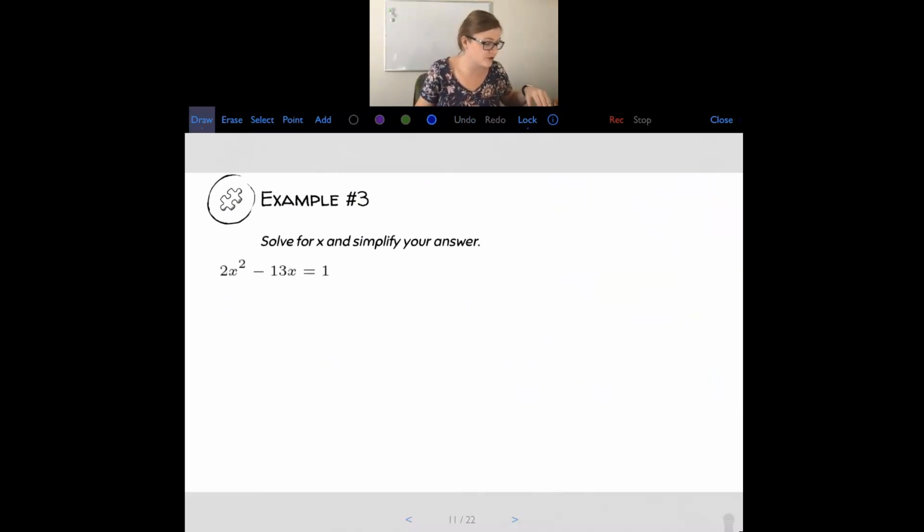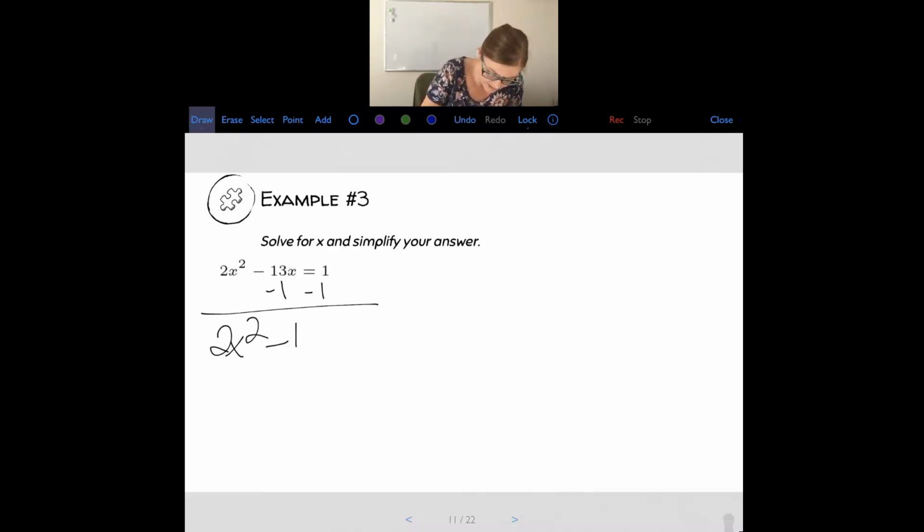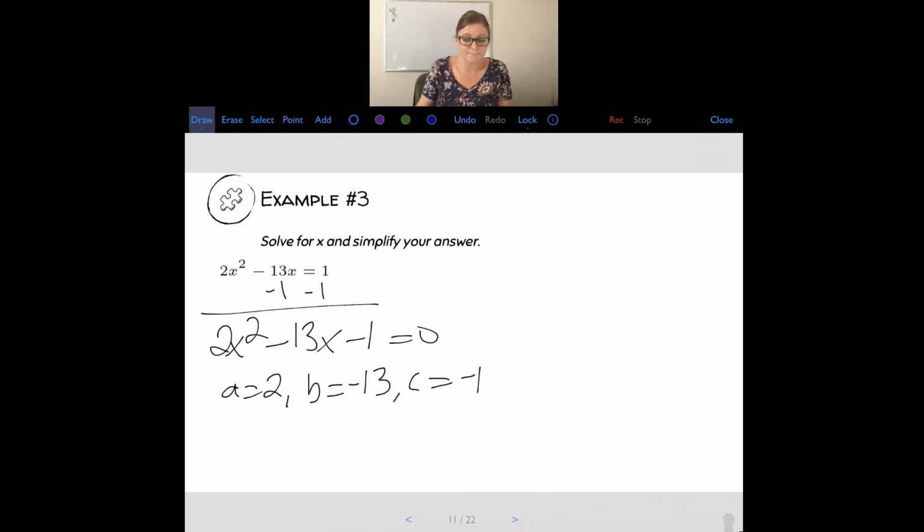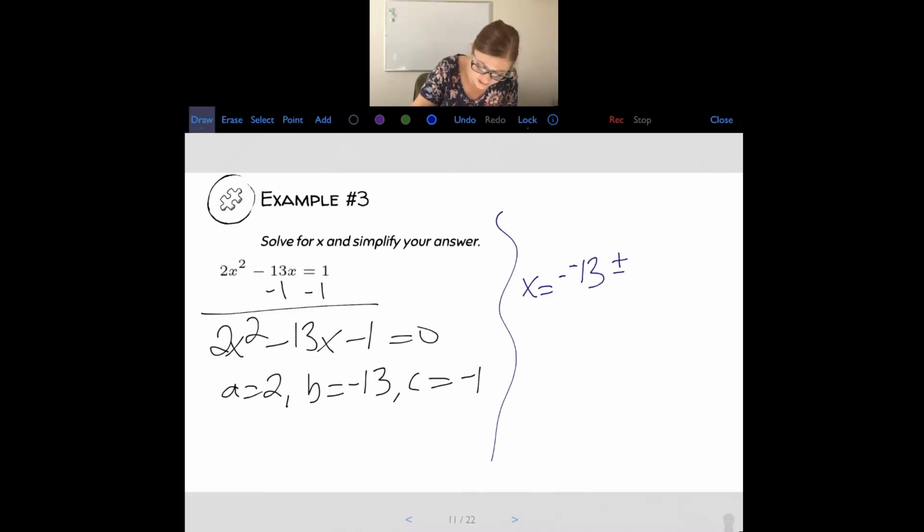Again, we have to make sure that this is set equal to 0 so that we can identify our a, b, and c. So we start off by subtracting 1 from both sides. So we have 2x squared minus 13x minus 1 is equal to 0. So a is equal to 2, b is equal to -13, and c is equal to -1. If we start plugging this into the quadratic formula, we have x is equal to minus -13 plus or minus the square root of -13 squared minus 4 times a times c.